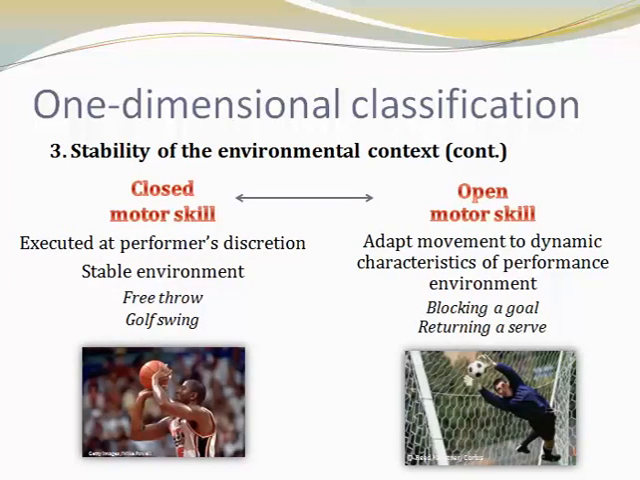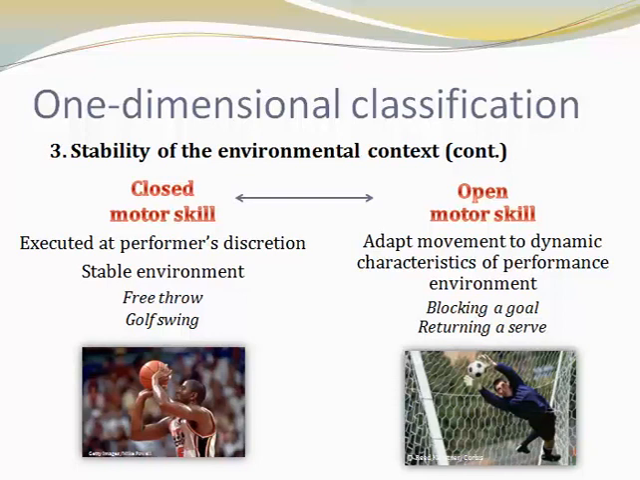Within our stability of the environmental context classification, we do again have a spectrum of the types of motor skills. We have what's called a closed motor skill and an open motor skill. A closed motor skill is characterized by a skill being executed at the performer's discretion. The way in which this can happen is if the environment is very stable. In other words, the environment is static, it's not changing.